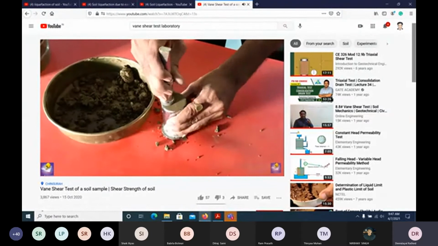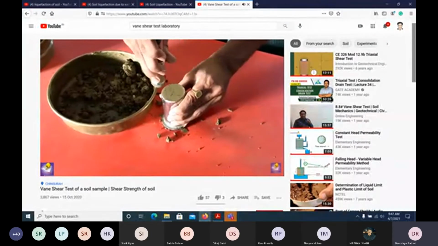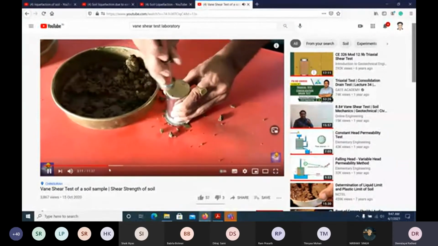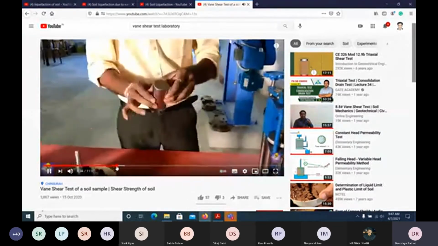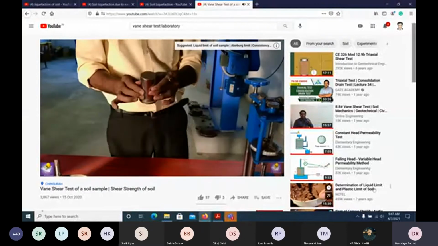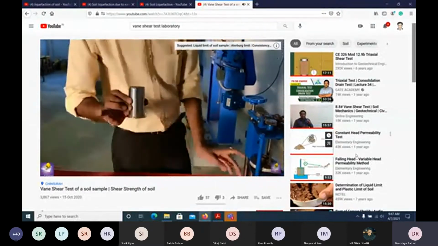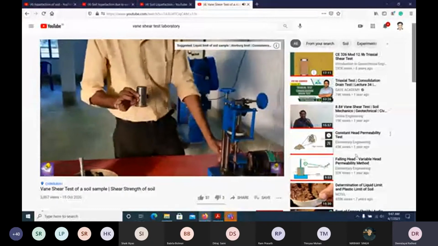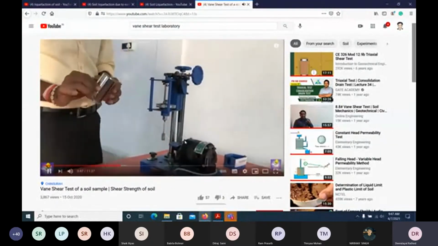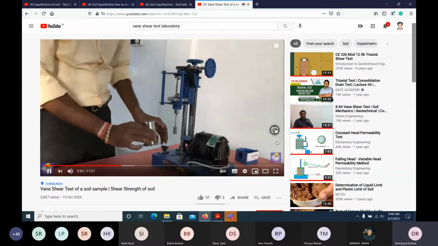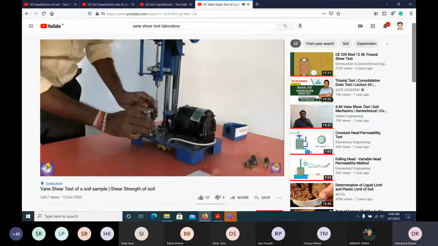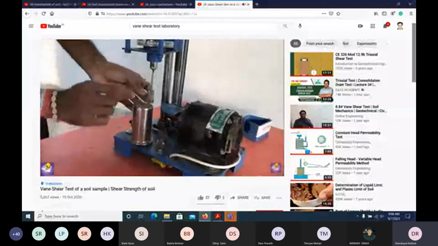And the top portion should be smoothened like that. The sample for the vane shear test is prepared. Now it has been placed in the vane shear apparatus. Now the soil specimen, this is the vane, okay. This is the vane, whatever we see. Here they will keep the sample and they will rotate it. They are placed like that in this vane shear apparatus.